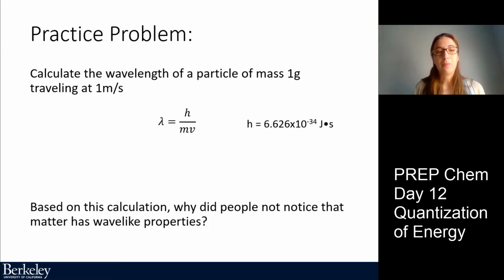Okay, so our practice problem: calculate the wavelength of a particle of mass 1 gram that's traveling at a velocity of 1 meter per second. I've given you the equation and Planck's constant that may be helpful for this calculation. And then also, based on this calculation, think about why it took people so long to notice that matter has wave-like properties. I'll give everyone around 2 to 3 minutes to do this calculation and then talk about the last part in groups.